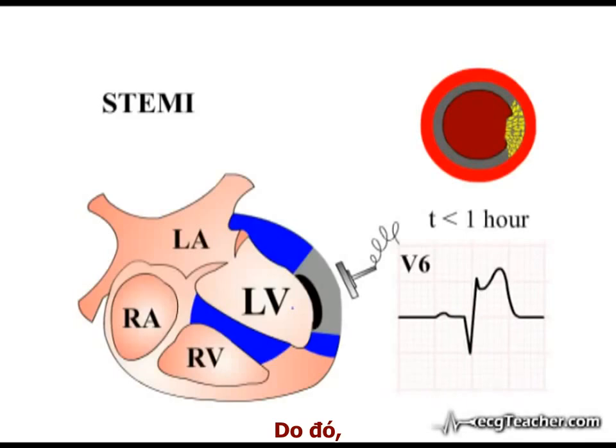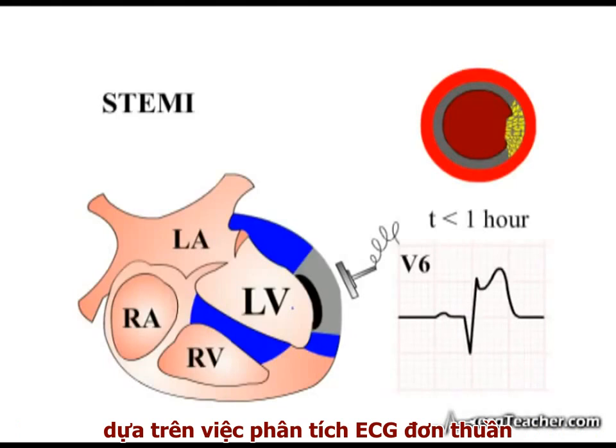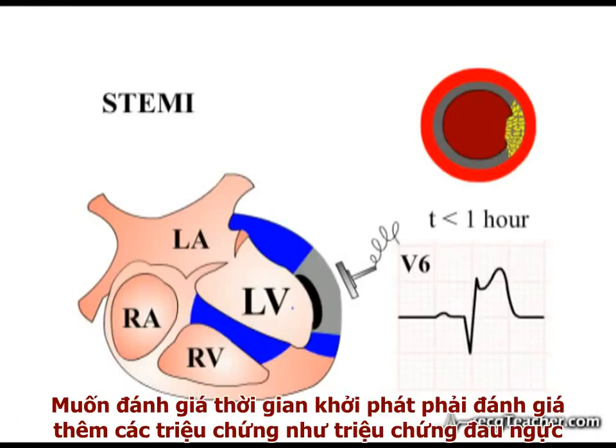This illustrates a point: you should not time the onset of an ST elevation MI from analysis of the ECG alone. The time of onset of chest pain reported by the patient must be taken into account.